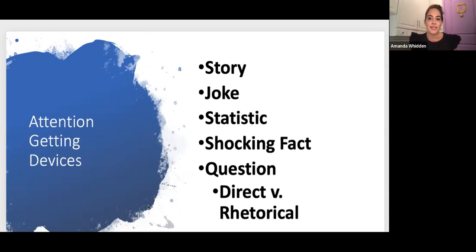So if I wanted to ask a question, there's two different ways: a rhetorical question and a direct question. A direct question is one that would elicit a response. It's when you want your audience to participate. So if I was in person and I came in and said, oh, how many of you have ever been to Disneyland? And you knew I was starting a speech.